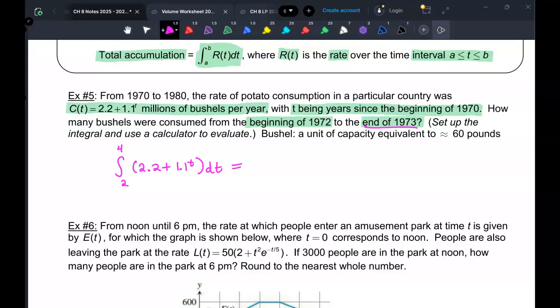Again, the end of a year corresponds to the beginning of the following year. If you talk about the beginning of the year 72 to the end of 73, technically that would be 2 years. Okay, plug this into your calculator.